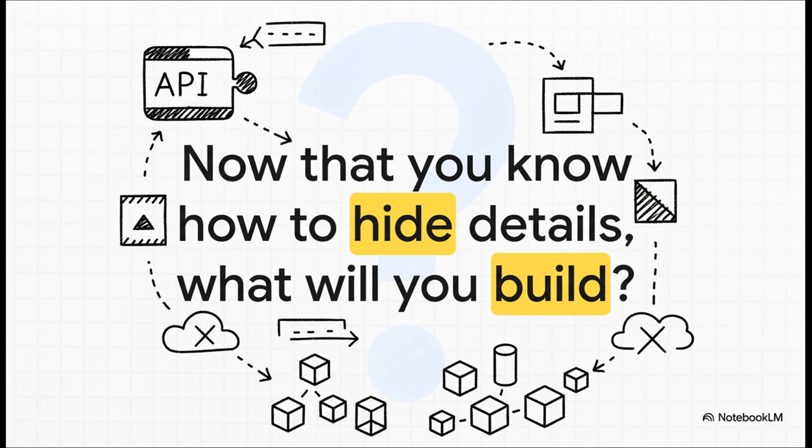You see, abstraction isn't just a technical term for programmers. It's a really powerful way of thinking. It's about looking at any complex problem and figuring out what the simple interface is. By mastering this art of hiding what's not essential, you give yourself the freedom to focus on building something truly amazing.